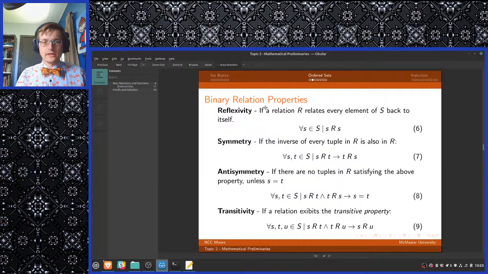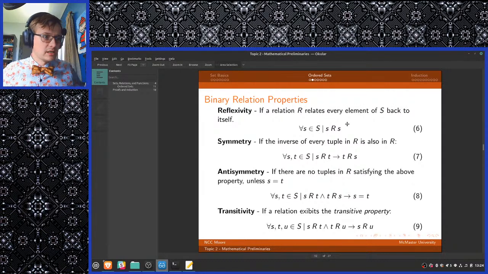How can you have something that's both transitive and reflexive if only tuples of the form s comma s are permitted? You can't. It's a logical inconsistency.